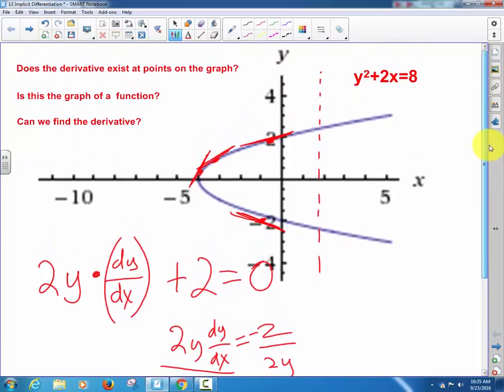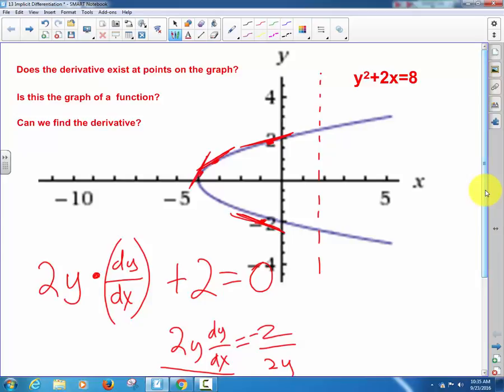All right? Does that seem to be right? Well, let's see. If we were just guessing here, right here about this point, that looks like the point 0, 2. So what should the derivative at that point be? Negative 1 over y, which is what? Negative 1 over 2. Does that look like the derivative is negative 1 over 2? It doesn't to me. So did we do something wrong?